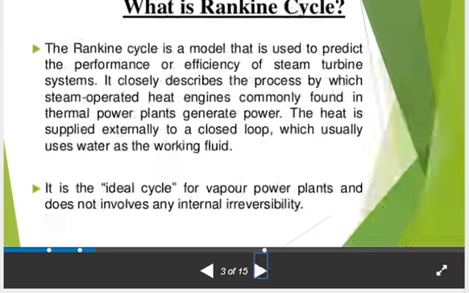Then, what is a Rankine cycle? Today we will discuss the Rankine cycle explanation. How does the Rankine cycle work? The Rankine cycle is a model used to predict the performance or efficiency of a steam turbine system. It closely describes the process by which steam-operated heat engines, commonly found in thermal power plants, generate power. The heat is supplied externally to a closed loop, which usually uses water as the working fluid, and it is an ideal cycle for vapor power plants and does not involve any internal irreversibilities.